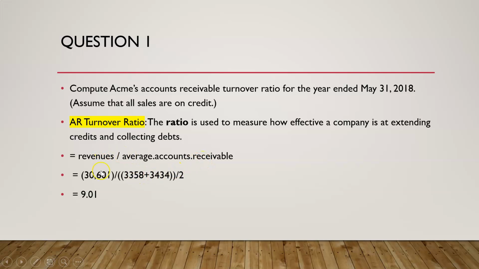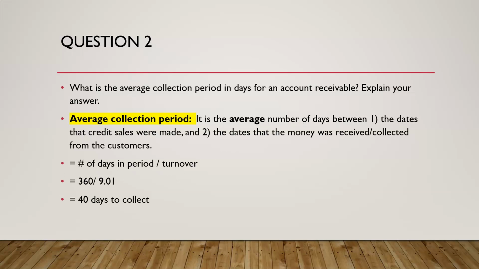So if we use this formula accordingly, and we divide 30,601 by the average accounts receivable for the two years, we get 9.01. What this means is that for that specific time period of the financial statement for this company, it collects its accounts receivable 9.01 times for the whole accounting year.